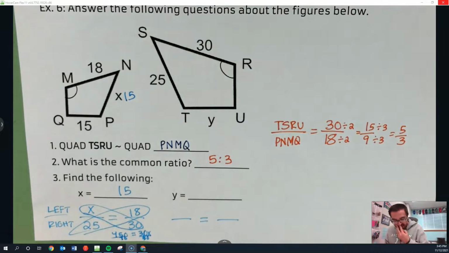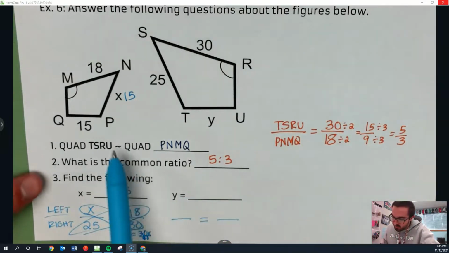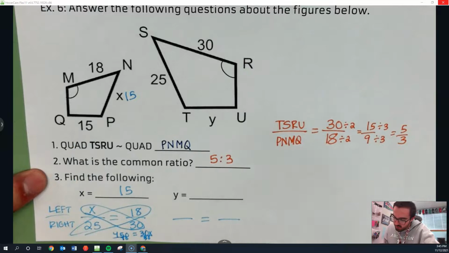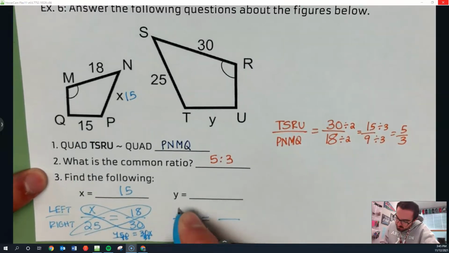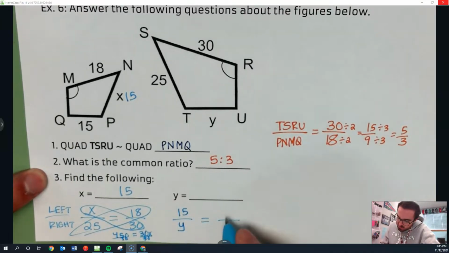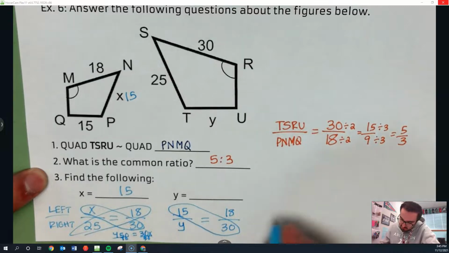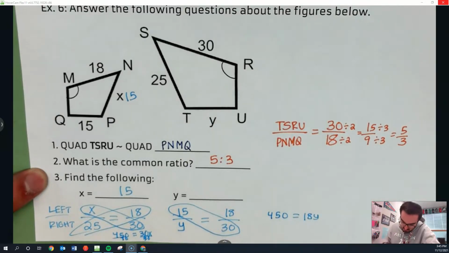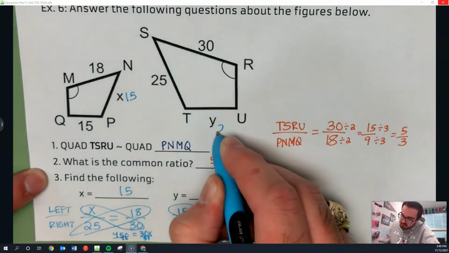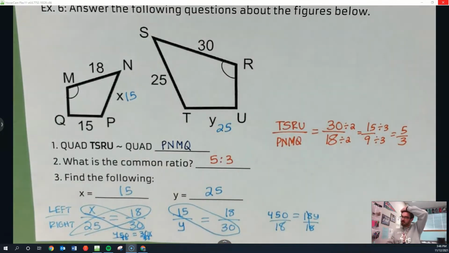What about y? So y, what's on the left? 15's on the left. Y is on the right. So y is going to go on the bottom over 15. And guys, let's just use the same ratio, 18 over 30. Multiply here. 15 times 30 would give us 450 equals 18y. Divide by 18 would give me 25. So y is 25. Okay.